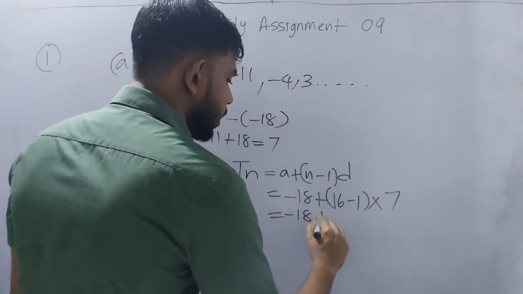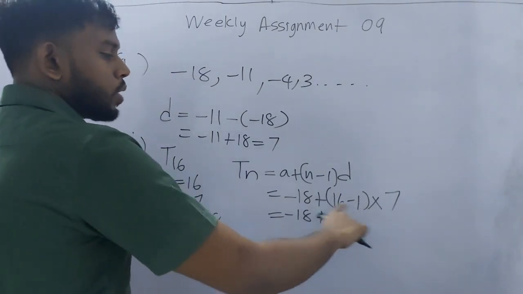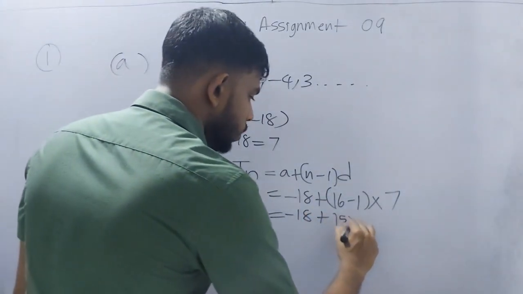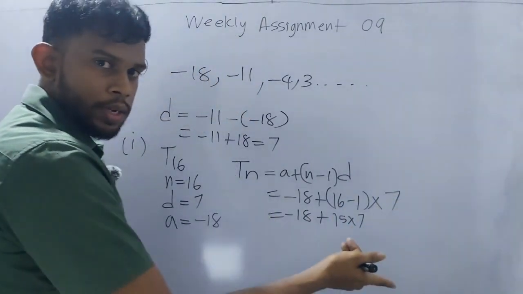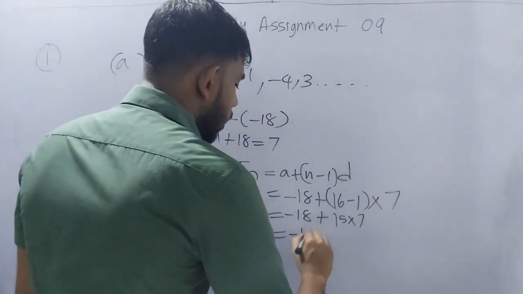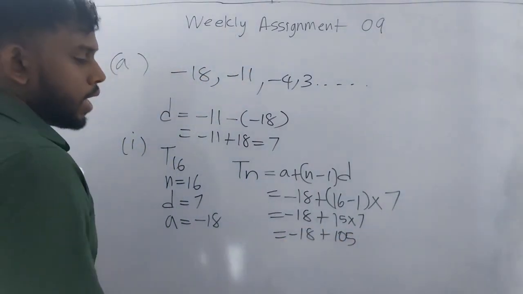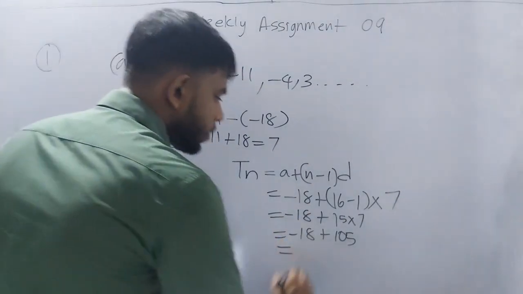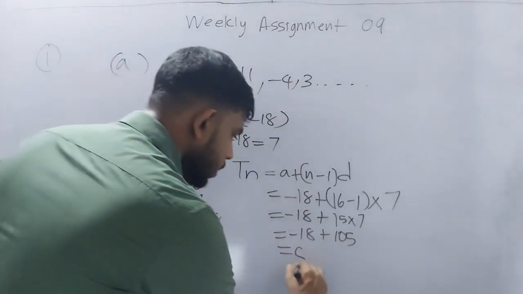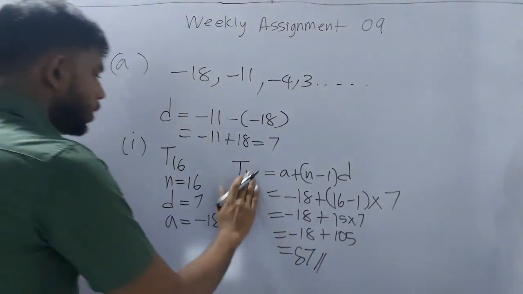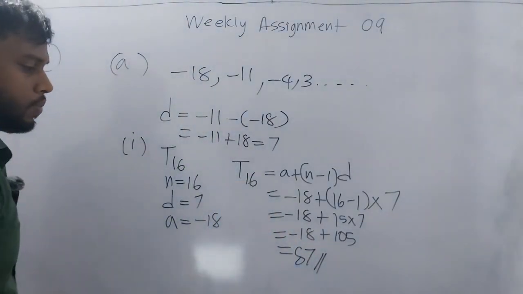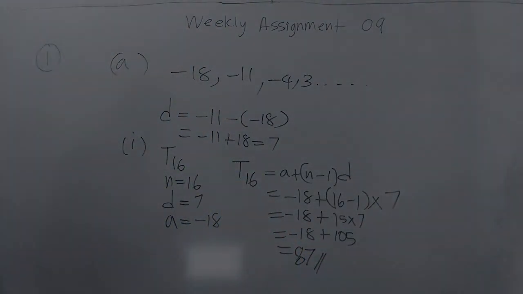This is equal to minus 18 plus. When you simplify the bracket, it will be 15. 15 into 7. So what is 15 into 7? That is equal to 105. So 105 minus 18. So the answer will be equal to 87. So we found the 16th term of the arithmetic progression.